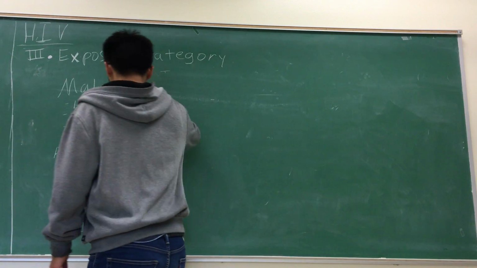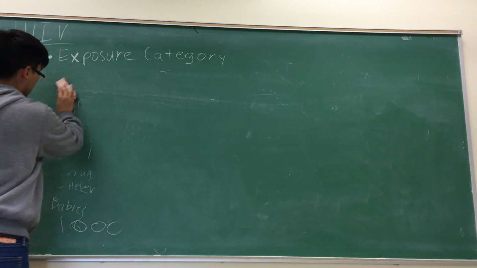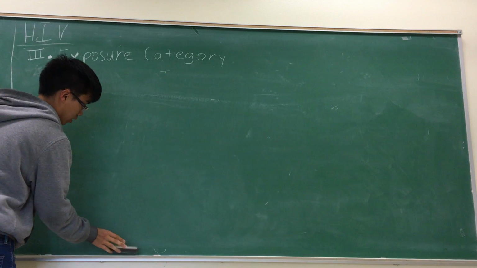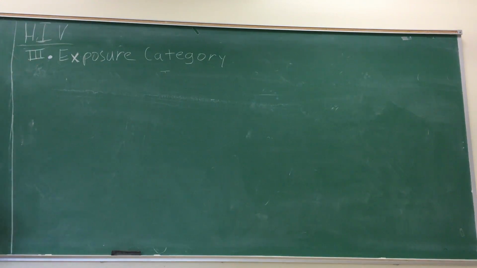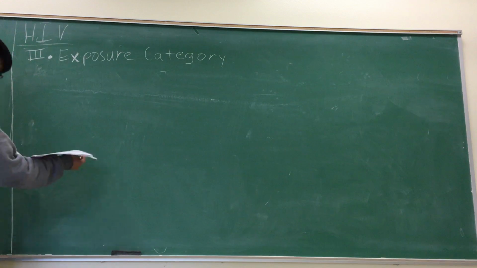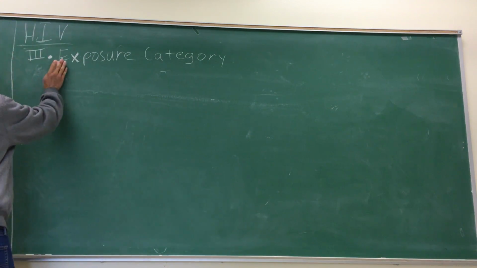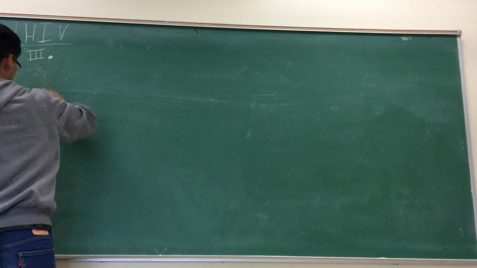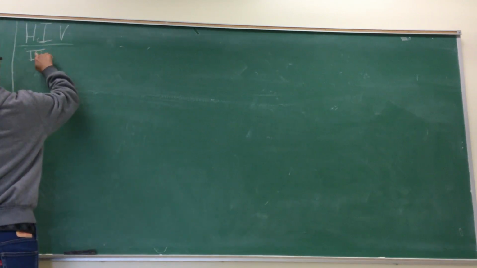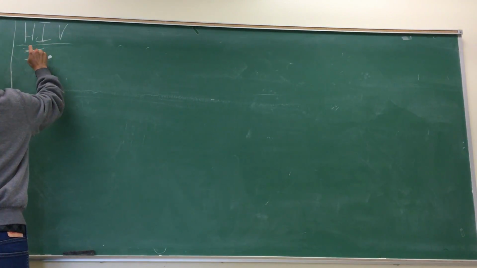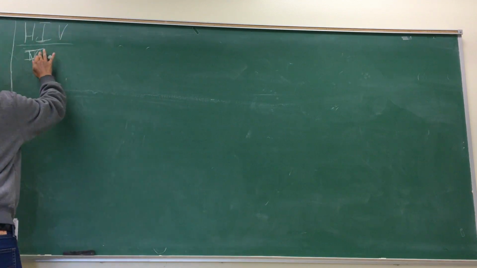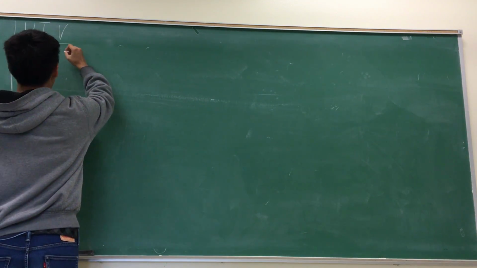Okay, so we covered so far ALV and how that led to discovery of HIV, then we went into Koch's postulates, and then exposure category. So now let's move on. Now we can finally talk about HIV itself, which is the purpose of this video. I had forgotten to change the Roman numeral, but we're now in Roman numeral 5. Exposure category was Roman numeral 4. This one is now 5.